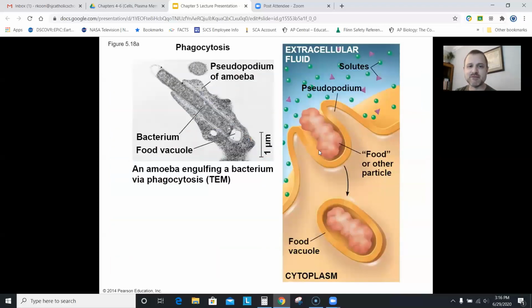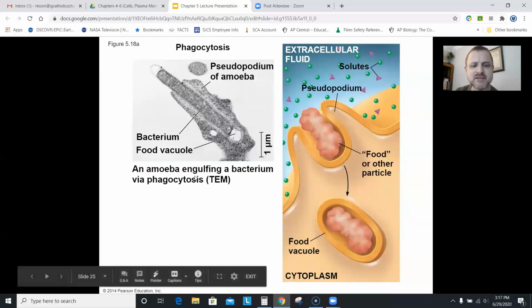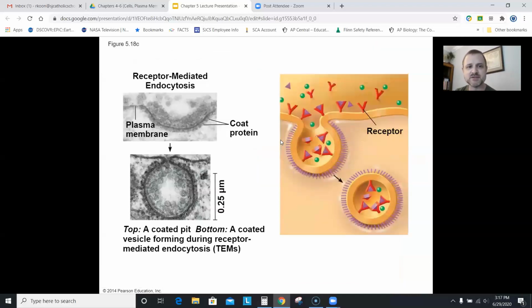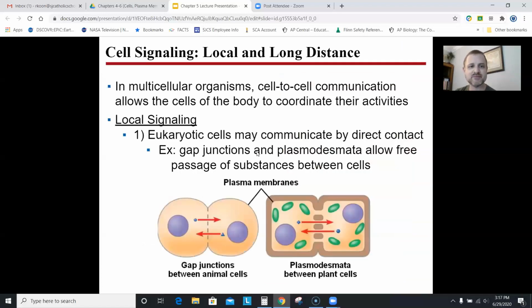This is just a diagram of a bacterium engulfing something, no, this is an amoeba engulfing a bacteria, my bad. The amoeba is going to ingest the bacteria for lunch. This just shows pinocytosis, and this just shows receptor-mediated endocytosis.